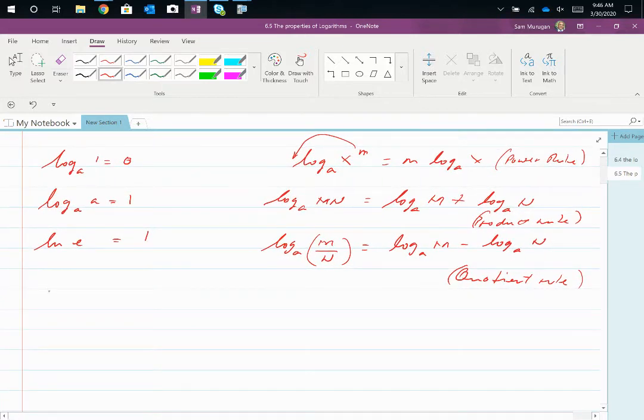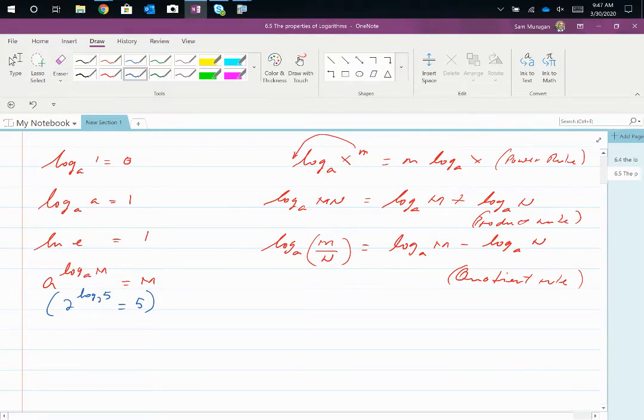Other smaller properties: a to the power log base a of m is always equal to m. For example, if you've got, say, 2 to the power log base 2 of 5, the solution is 5.